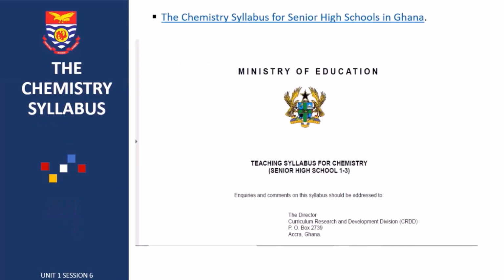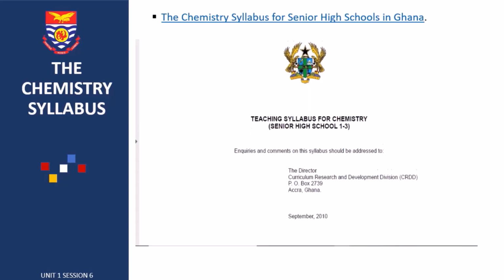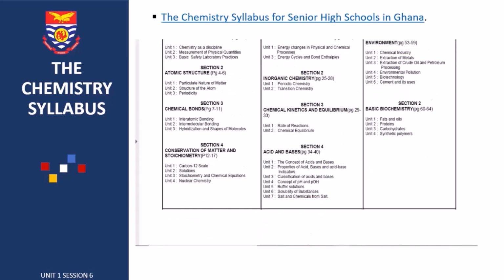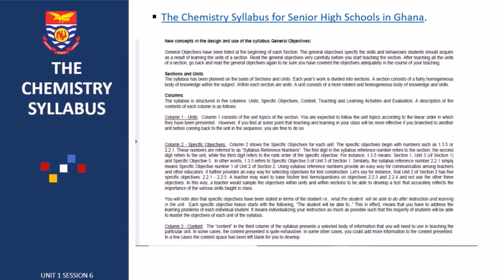We are continuing the features of the teaching syllabus for chemistry for senior high school. Let's look at the sections and units. The syllabus has been planned on the basis of sections and units. Each year's work is divided into sections. We define a section as a fairly homogeneous body of knowledge within the subject. Under each section are units, where the unit is a more related and homogeneous body of knowledge and skills.